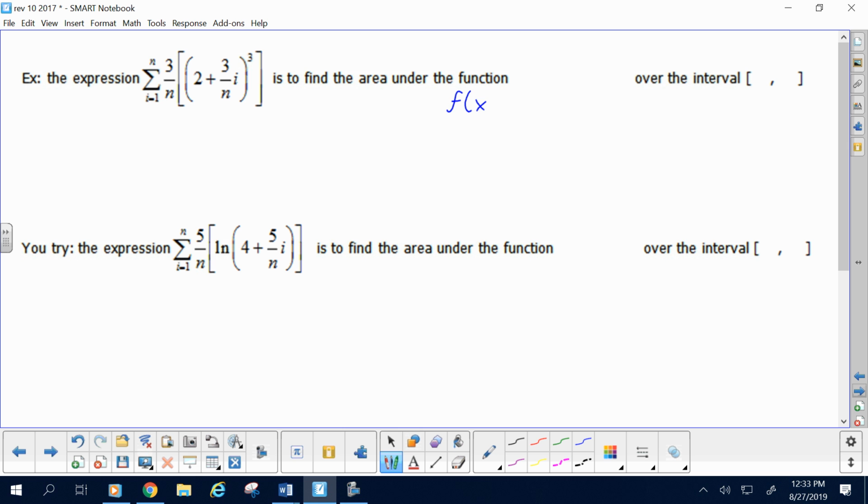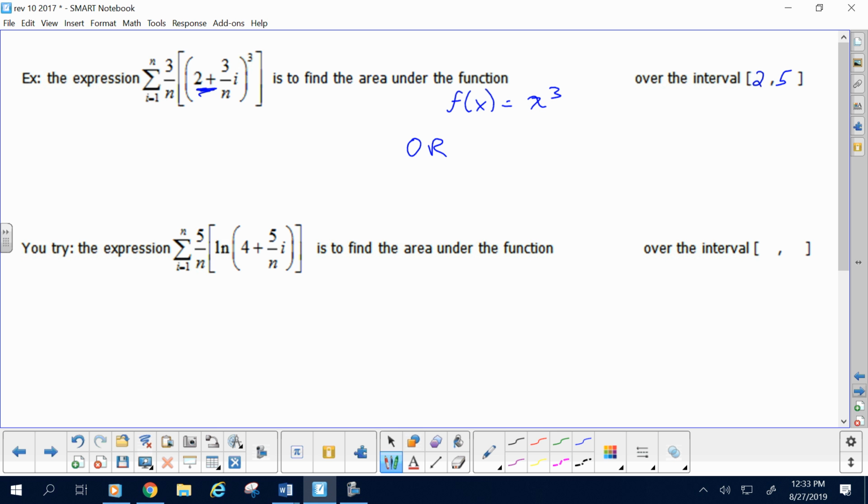If we assume it's not starting at 0, it's starting at 2, then how far do we go to the other end? 3 more, so 5. If I do that, then that 2 is not part of the function, it's part of the starting x. So what is the function? X cubed, okay?